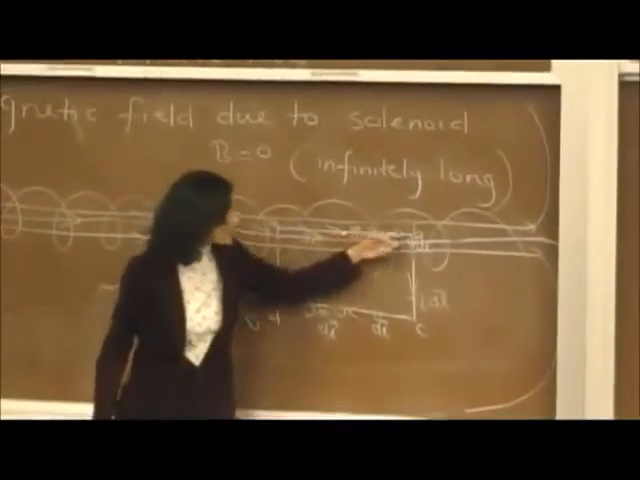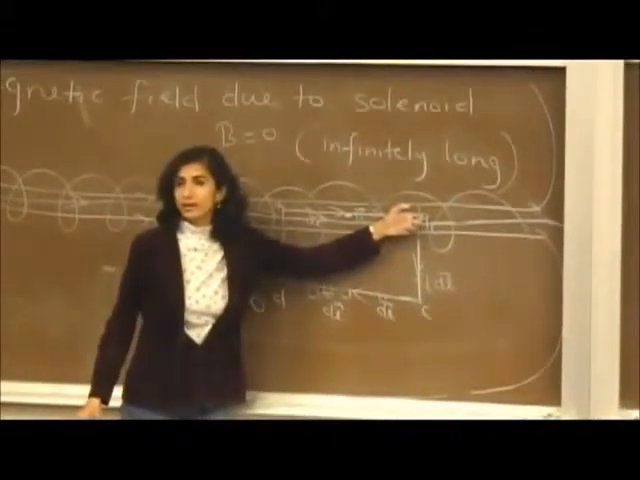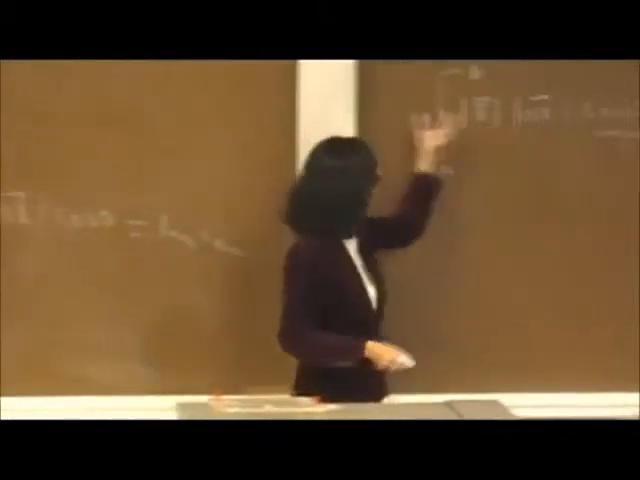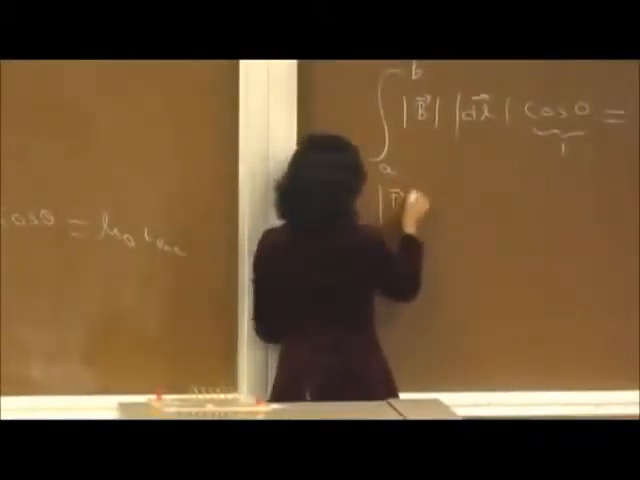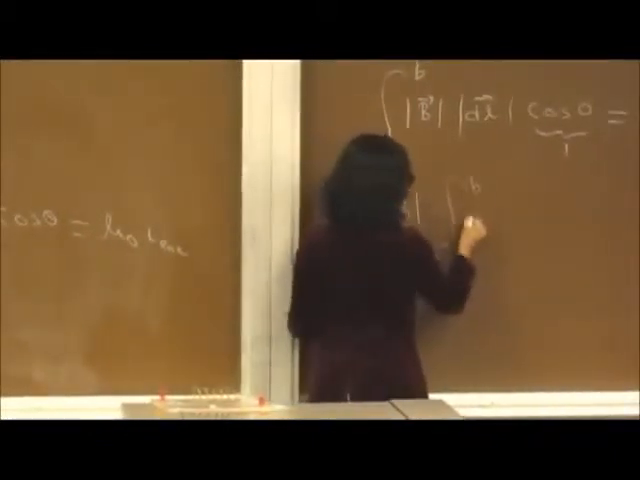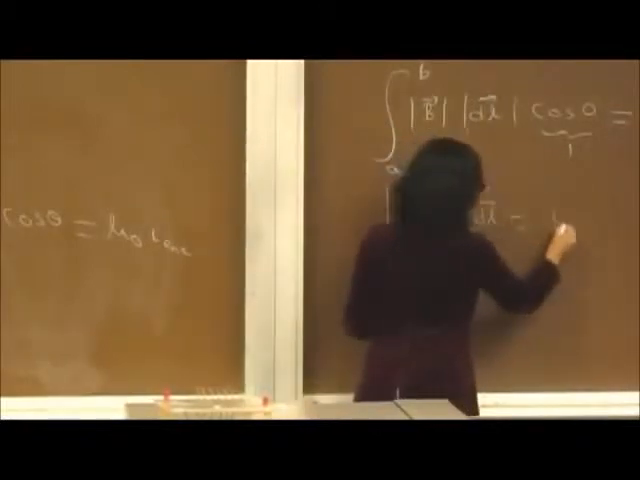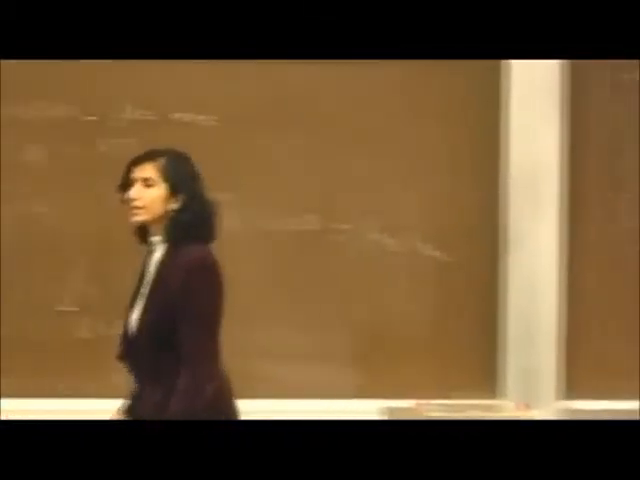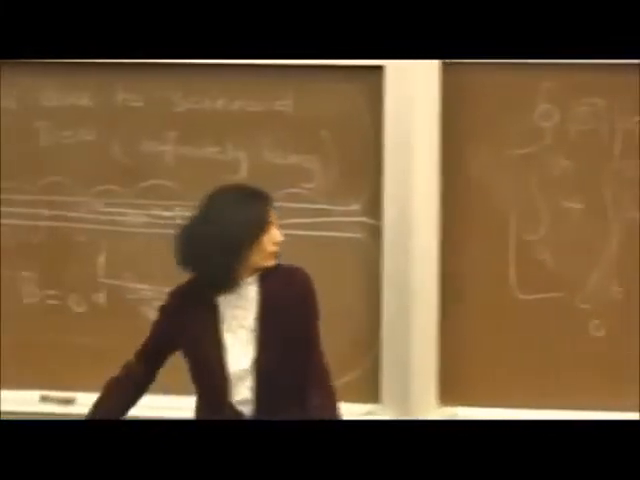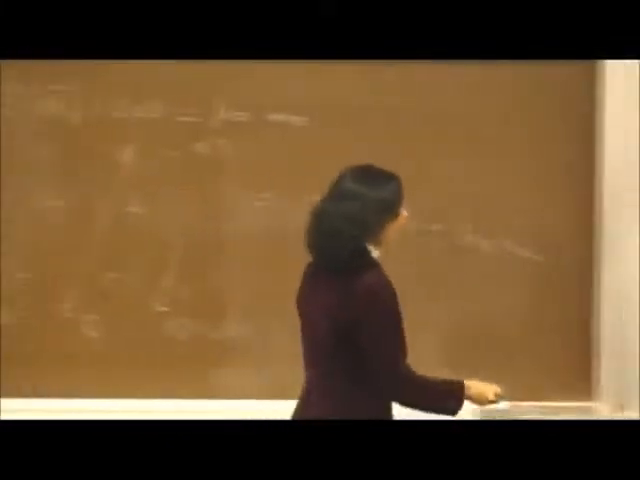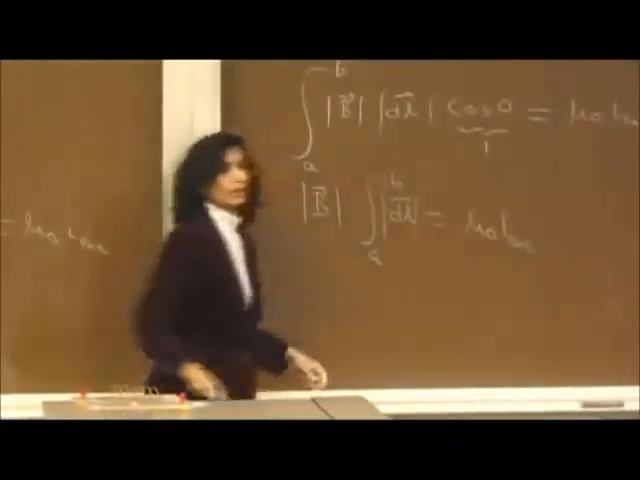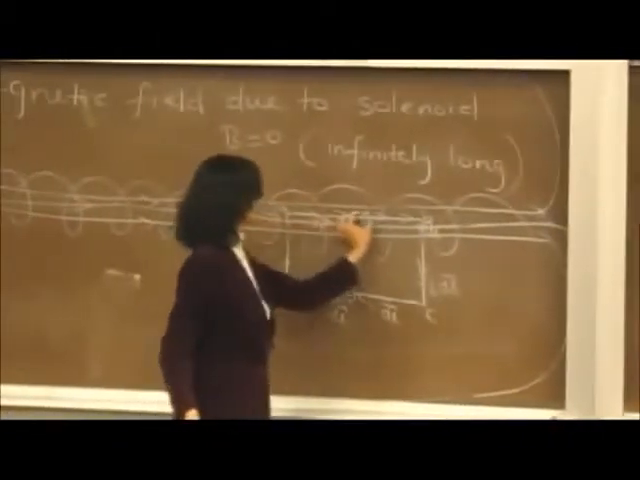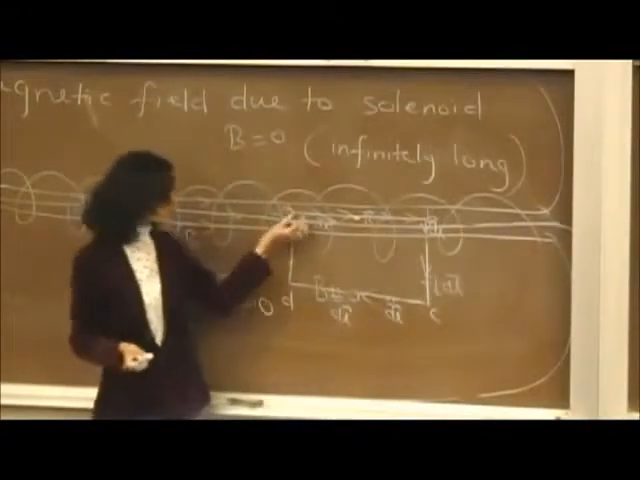Cosine 0 is 1. Now would you say that the way we have chosen our loop, the magnetic field magnitude is constant everywhere here? Isn't it? So if the magnetic field magnitude is constant, I can pull this B out, and this becomes B integral A to B dl, which is equal to mu 0 times I enclosed. What is integral from A to B dl? What is this? That's just the length of this part, right?